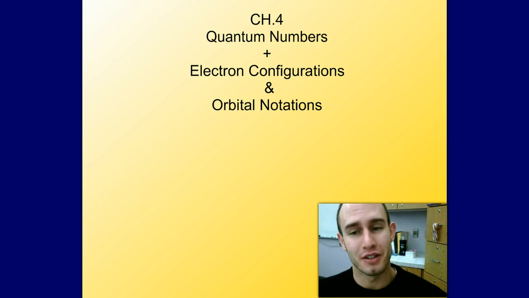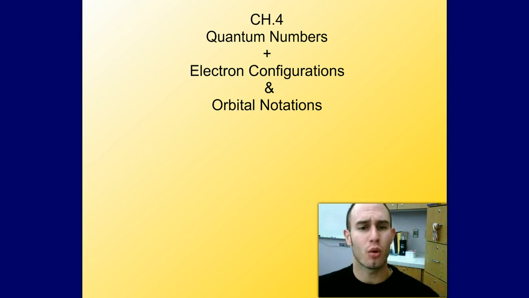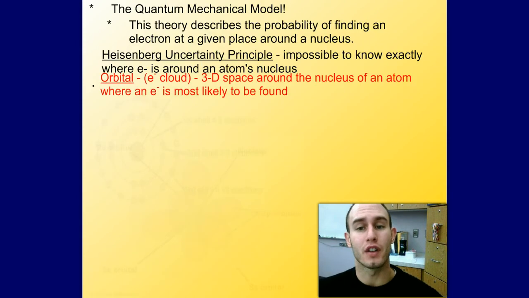Here we go, chemistry students. Quantum numbers, electron configurations, and orbital notations for Chapter 4. Dive right in talking about the quantum mechanical model of the atom. Basically, it's the most current understanding that we have of what the atom looks like and how it behaves.